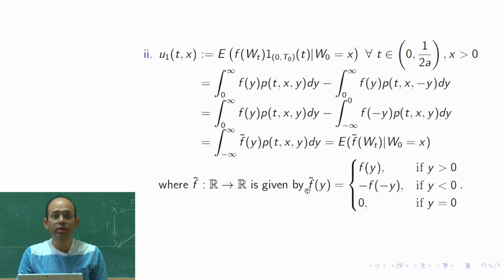Now if we introduce a new function f tilde, which is the same as f on the positive line, but it is minus f of minus y when y is negative, then I can talk about it, because if y is negative, then minus y is positive, so f is defined on the positive line. So then we can use this f tilde. Then this integration is nothing but the integral of f tilde of y p(t,x,y) dy, and here we have minus infinity to infinity, the full thing. And what does it represent? It is nothing but the expectation, because this PDF is appearing here. So it is the expectation of f tilde of Wt given W0 is equal to x, because this is the density of Wt. So we got one representation of u1 using this.